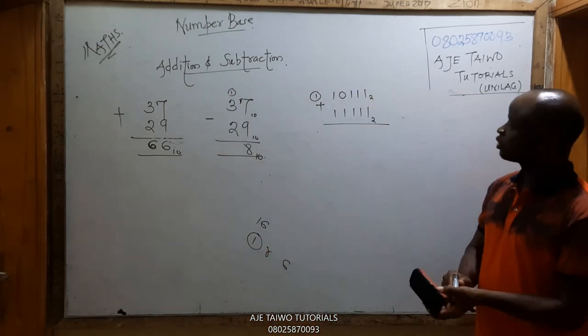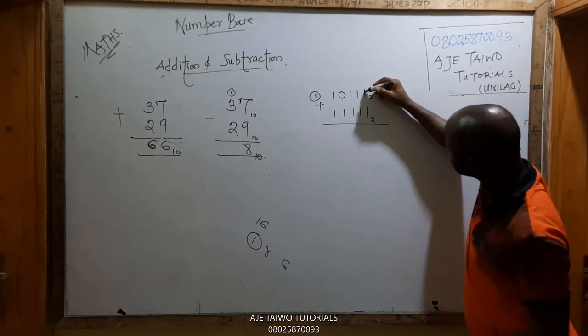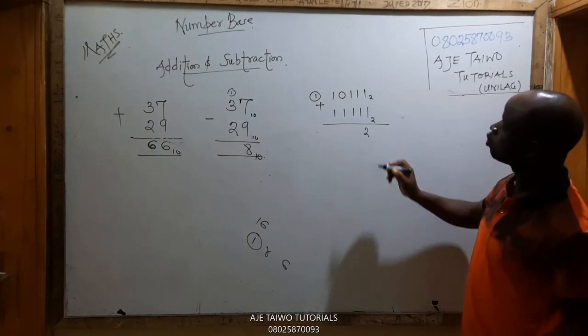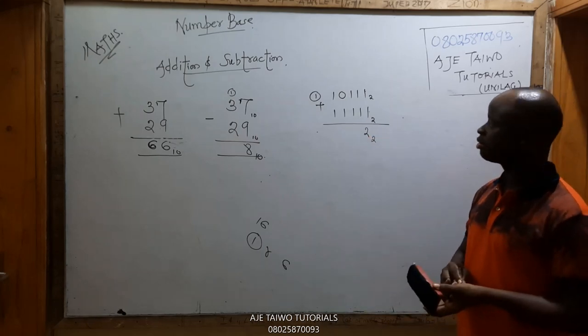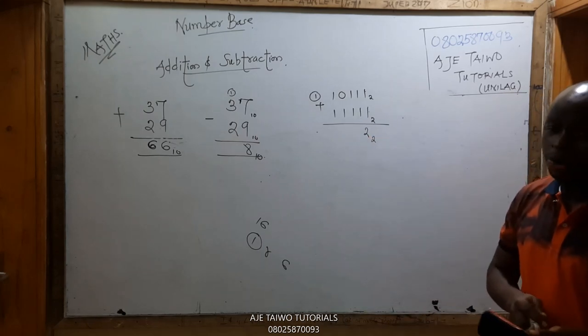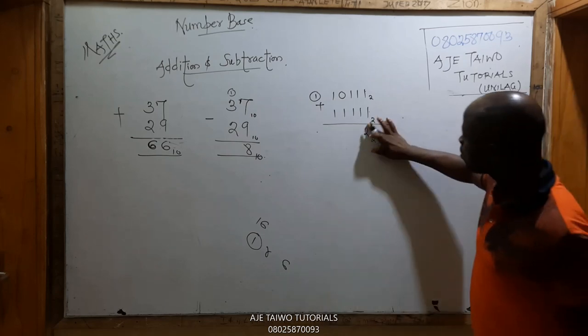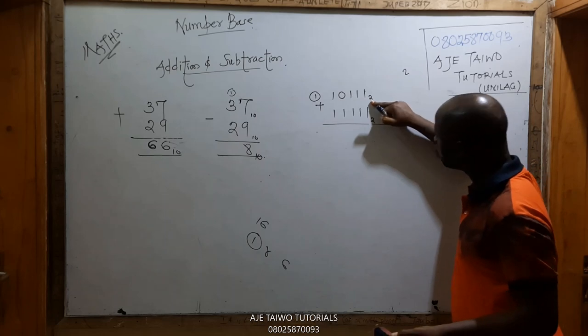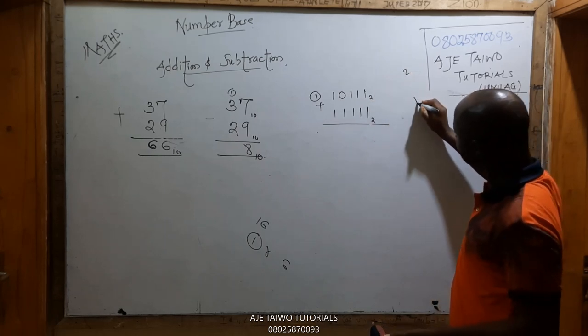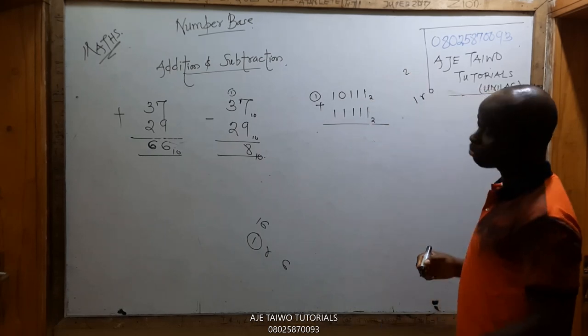Let's go. 1 plus 1 is 2. I can't put 2 down because the base is 2. You cannot put any number up to the base down. So 1 plus 1 is 2. You now say, how many 2s can you see in 2? 1. Remainder, nothing.